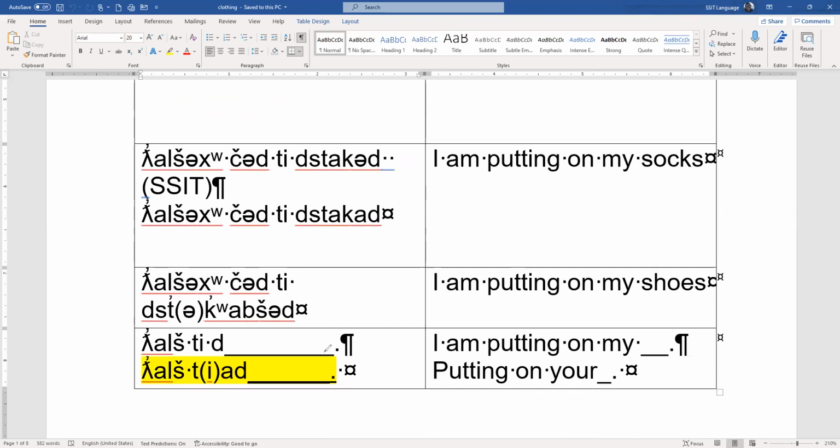Lushootseed, right? Lushootseed. So if you want to add more to it, right? Add the noun.